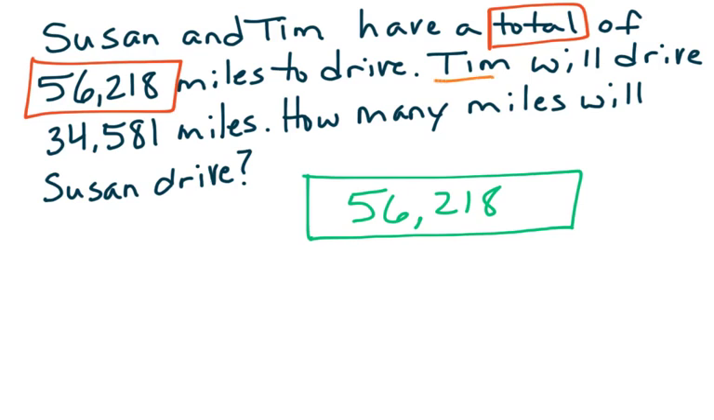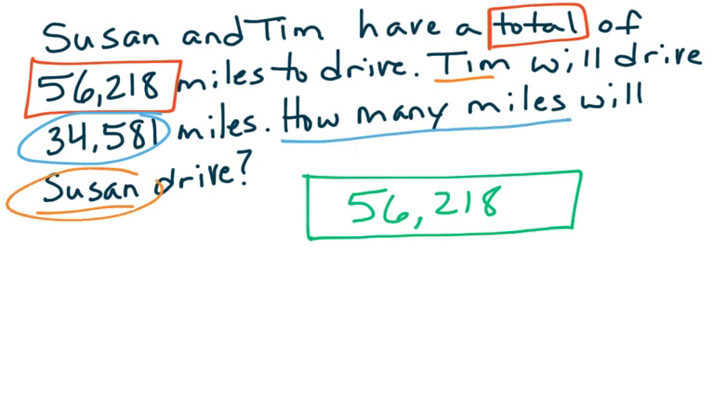Tim is going to be one part, and then Susan is going to be the other part. So Tim is going to drive 34,518 miles. That's how much he's committed to drive. And what I want to find out is how many miles will Susan drive. I need to find what Susan is going to drive.